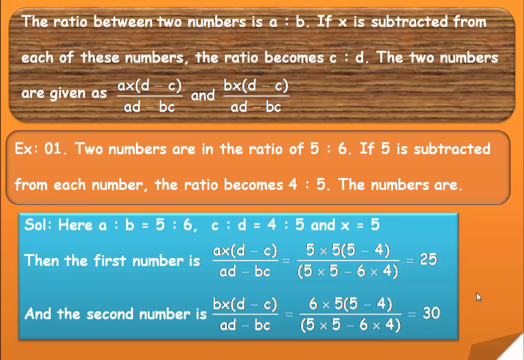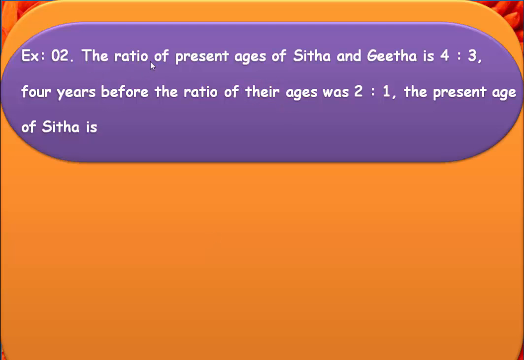Now taking another example: the ratio of present ages of Sita and Geeta is 4 is to 3. 4 years before, the ratio of their ages was 2 is to 1. The present age of Sita is... This is also a similar model.